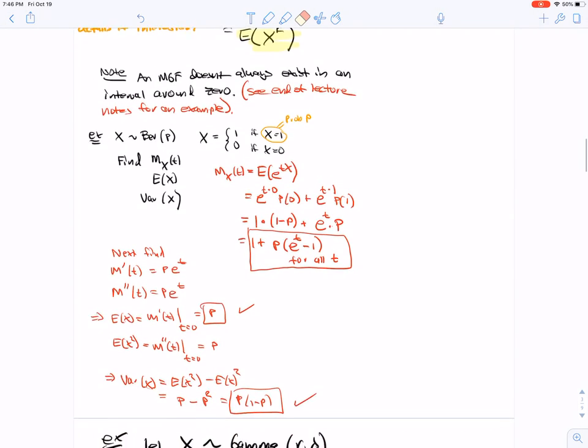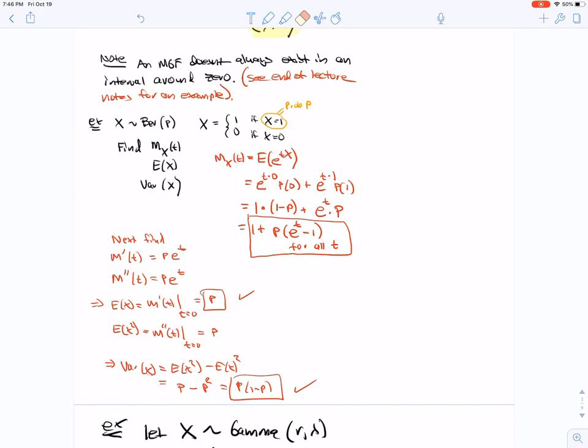But let's take a look at some examples. So we did X is Bernoulli p. X just takes two values, 1 and 0. X is 1 with probability p. X is 0 with probability 1 minus p. I asked you to find the moment generating function as well as the expectation of X and the variance of X. And you did a great job with that.